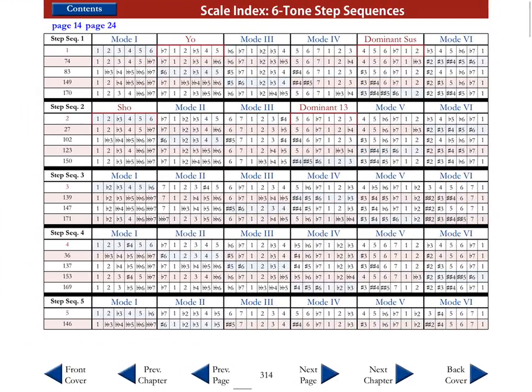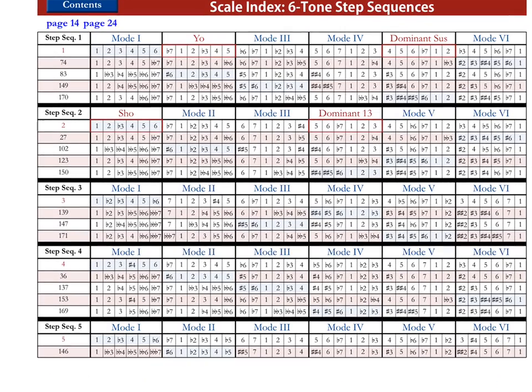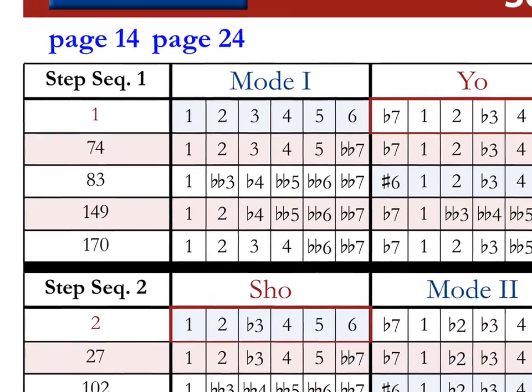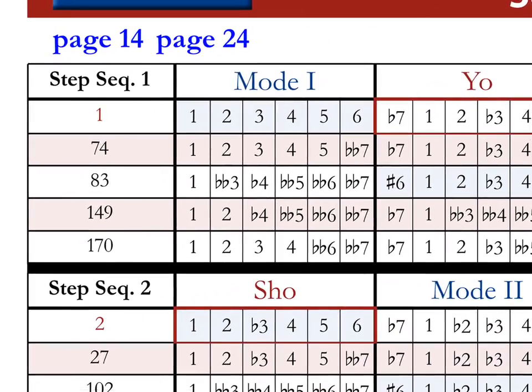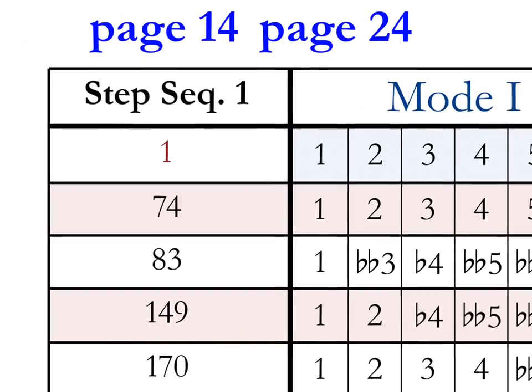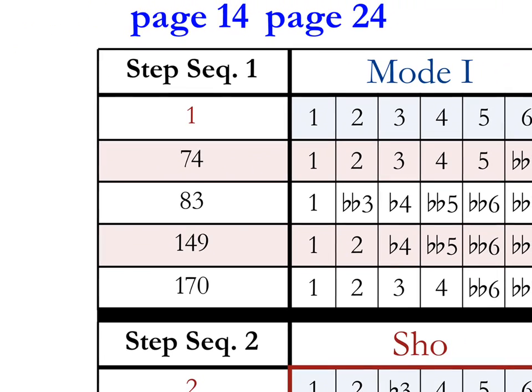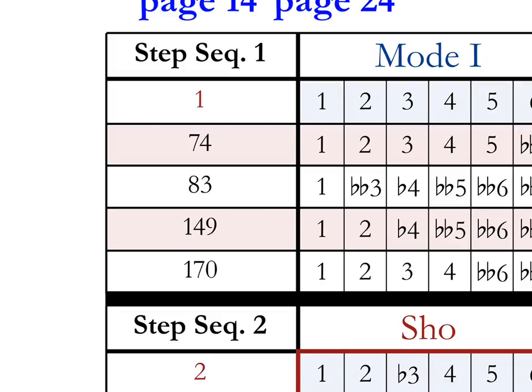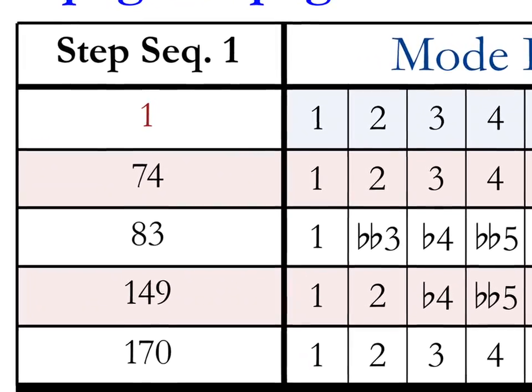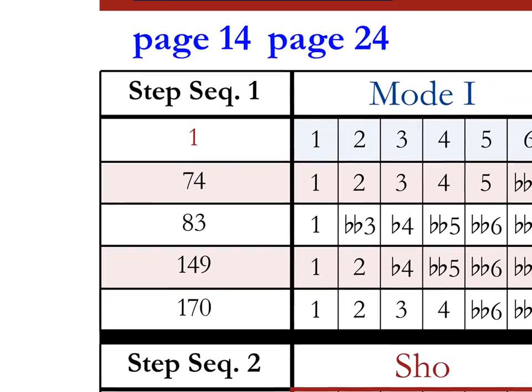And the next step is we're looking at the 6-tone step sequences. Because we omit 1 degree from a 7-tone scale system, it makes it possible that multiple 6-tone scale systems can fit within the exact same step sequence. So we're looking at 6-tone step sequence 1, and we see a few numbers below that, and that just means that scale system 1, 74, 83, 149, and 170 all fit within this step sequence.